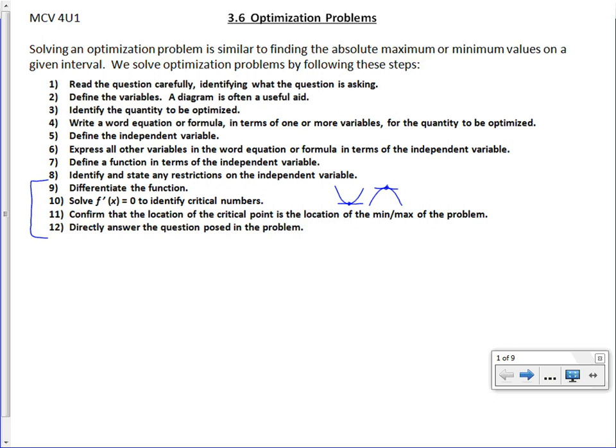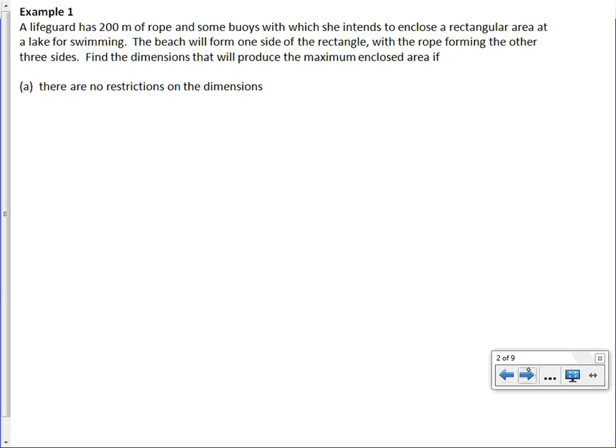Once you have the confirmation, now answer the question. It might be, what are the dimensions of the field? What are the dimensions of the box? How many items should you sell to maximize the revenue? Like, make sure you answer the question. So let's start looking at the different questions. So here's question 1 we're going to go for.